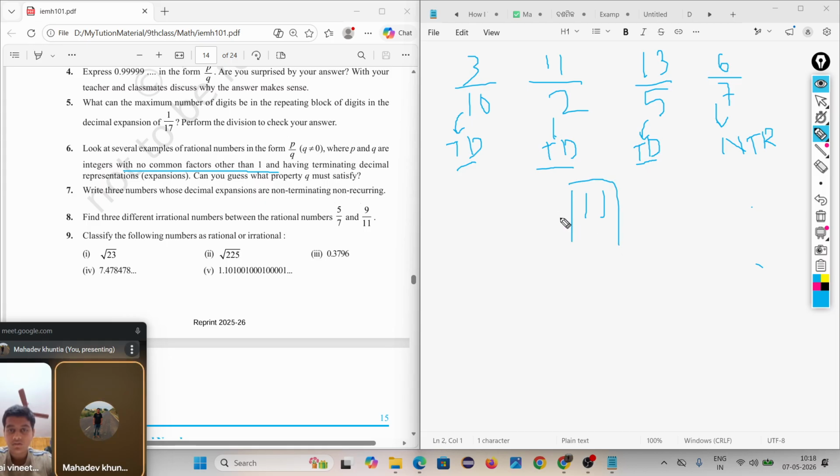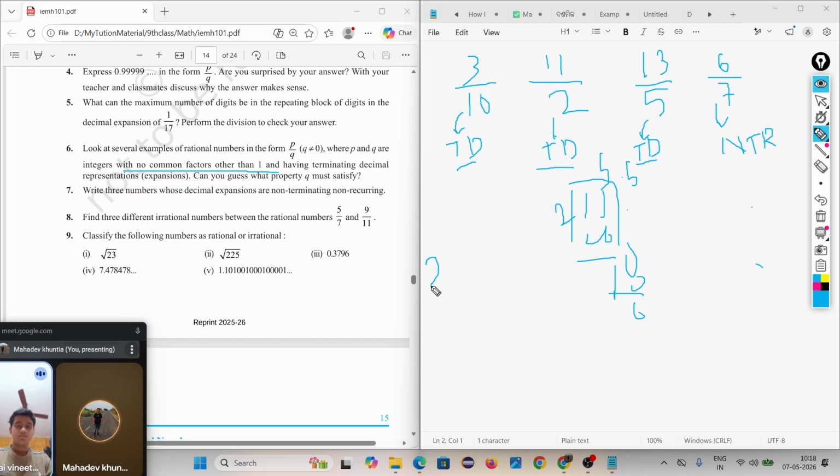11 upon 2, 2 5s are 10, 1 decimal 0, 2 5s are 10. Look here, also I am getting terminating, na? Because in the factor of q having only 2, only 5, or 2 and 5 both.